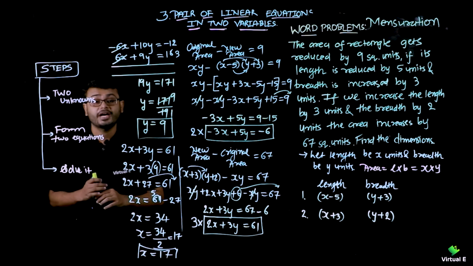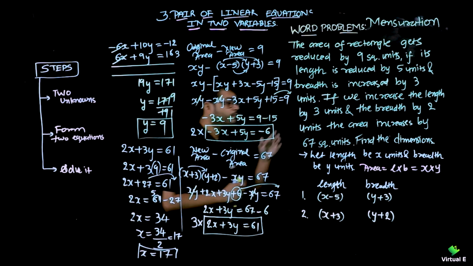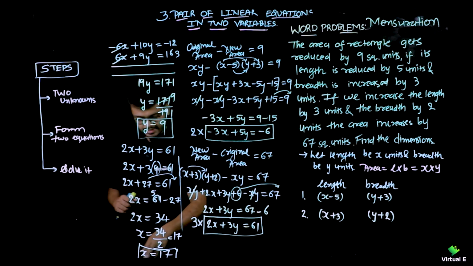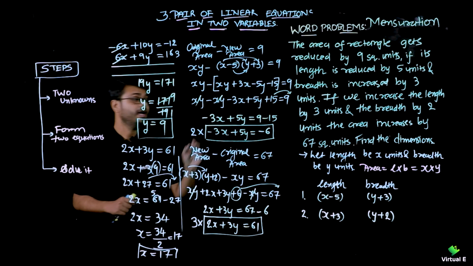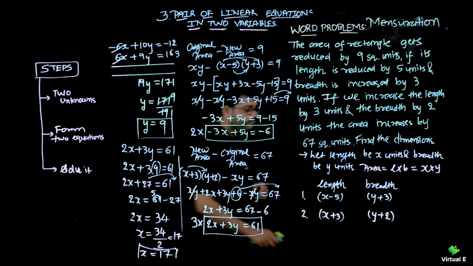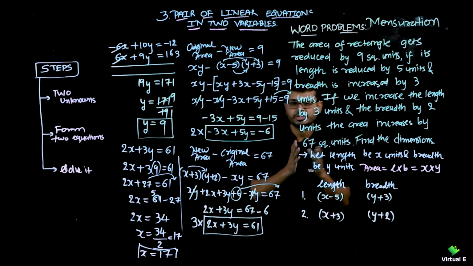Now what were x and y? x and y were the length and breadth of the rectangle. So I can say the length of the rectangle is 17 units and the breadth of the rectangle is 9 units. Let's recall the steps one more time. So we have the question with us.